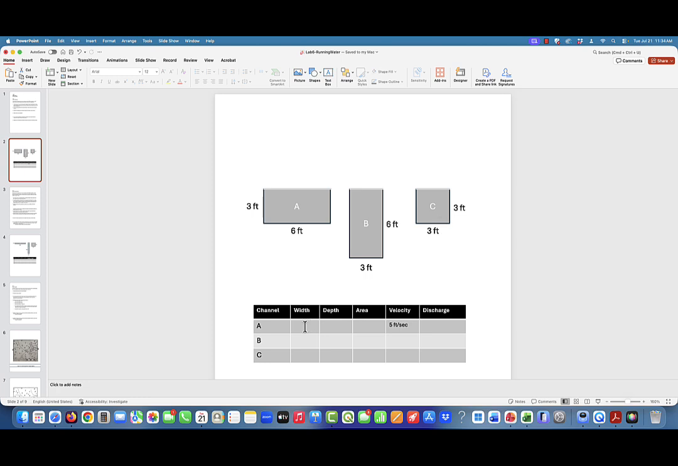And you're going to fill in this table here with the width, the depth, the area, and then you're going to calculate the discharge. So let's do that first for stream A. It has a width of 6 feet, has a depth of 3 feet. And then to get the area, we would just multiply 3 times 6, which is 18. And now it would be square feet.